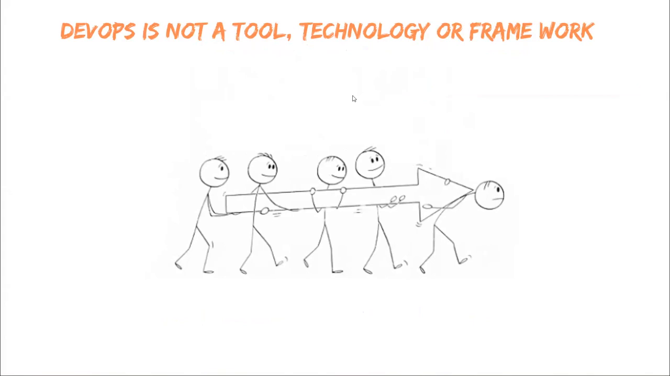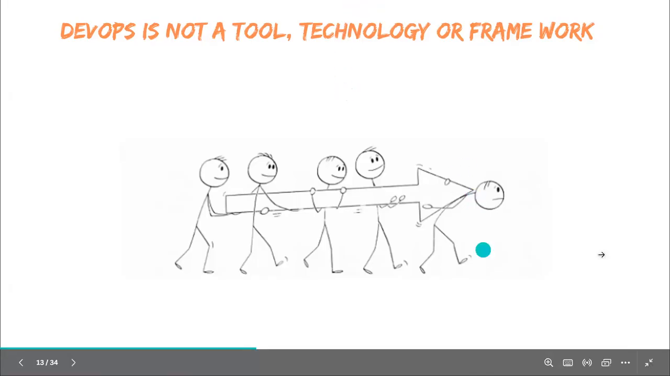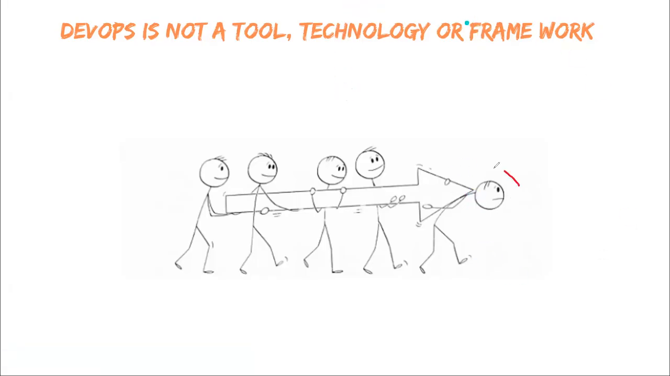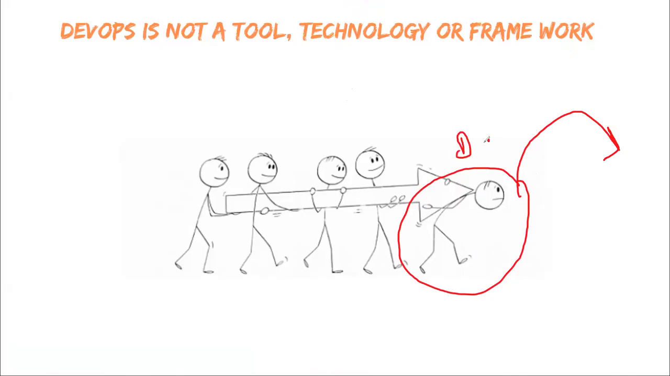So remember, a lot of people will still think it's a tool. Again, I'm telling you DevOps is not called a tool, it is a culture. Here, if you can see in this diagram, it is clearly showing that one guy is coordinating with all of the teams and making them move forward. Correct or not, sir? Here, this guy is called the DevOps engineer.